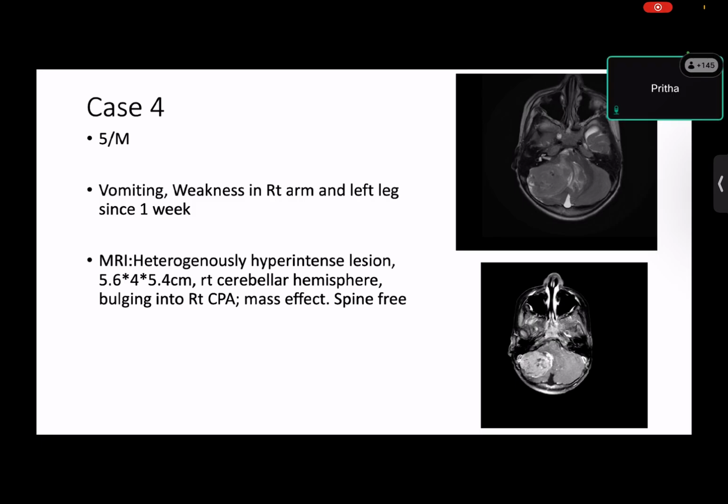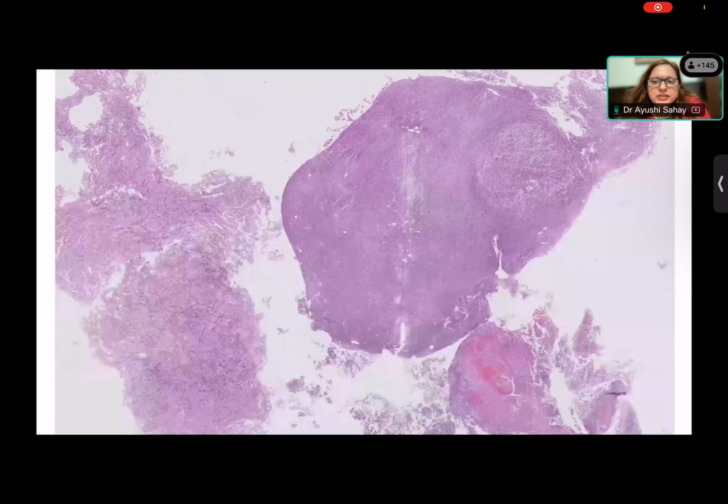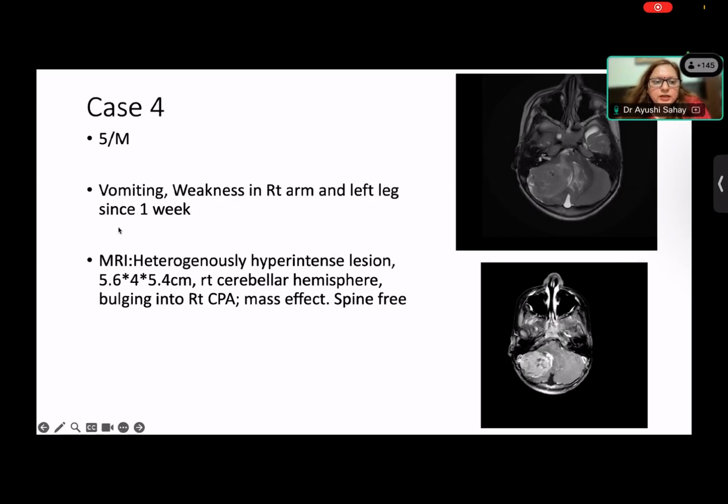Yes, ma'am. So first I will ask Dr. Amit to give the opinion on the radiology. I think I have limited images in this particular case. But this was a 5-year-old male with again a short history, with vomiting and weakness in the right arm. And Amit, would you like to take the radiology?